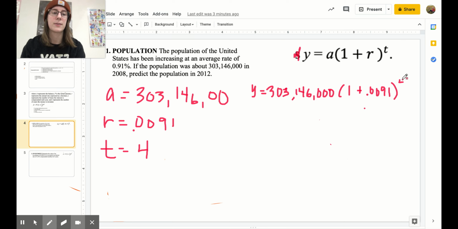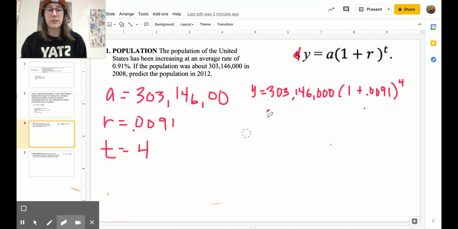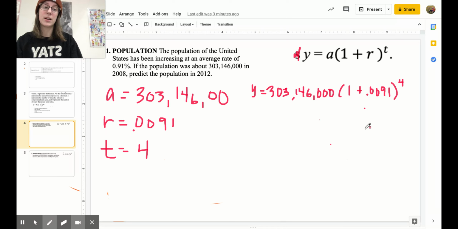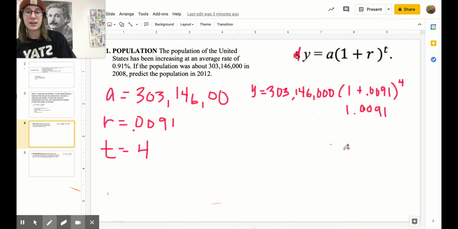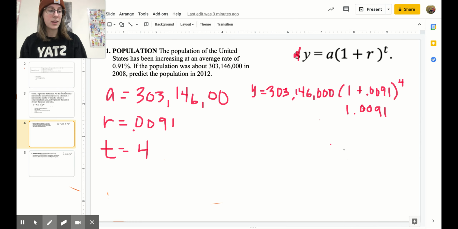So that's 4. You're going to type all of this into your calculator. I am going to type all of this into my calculator instead of rewriting it because that is a pain. You could do 1 plus 0.0091 first. That's going to be 1.0091. Then do that to the power of 4 first, and then multiply it times the population if you wanted to. I'm going to do it all in my calculator, but if you're on your phone, it might be easier to do that first.